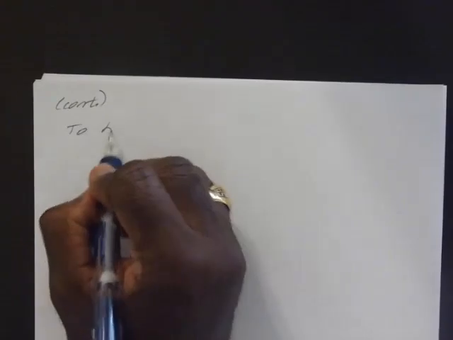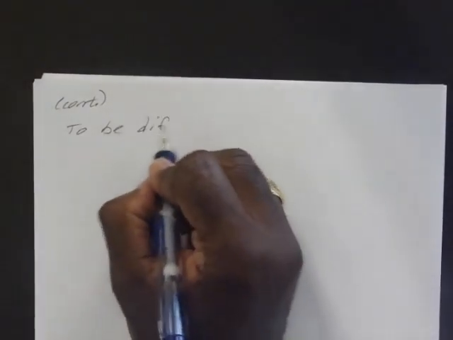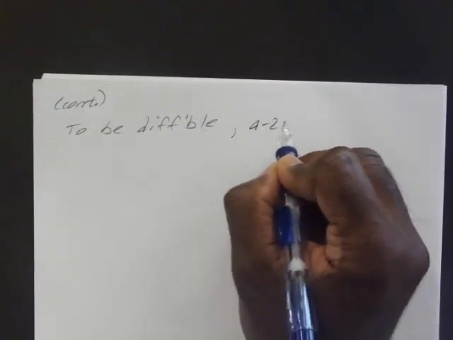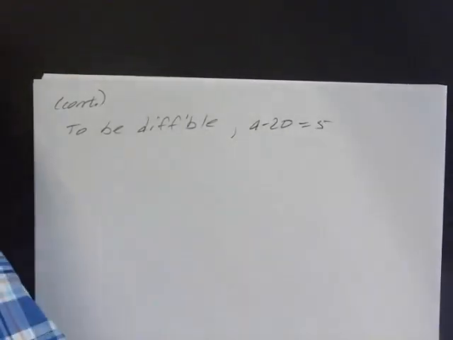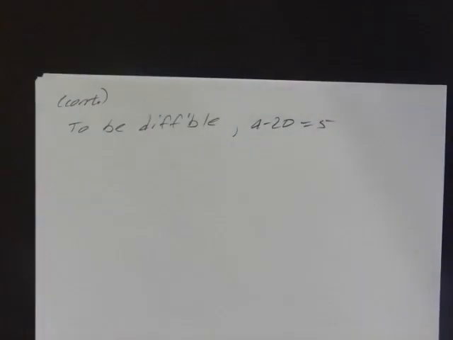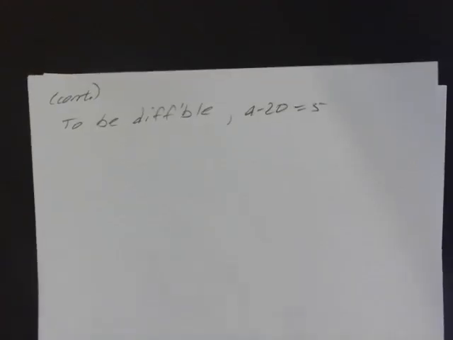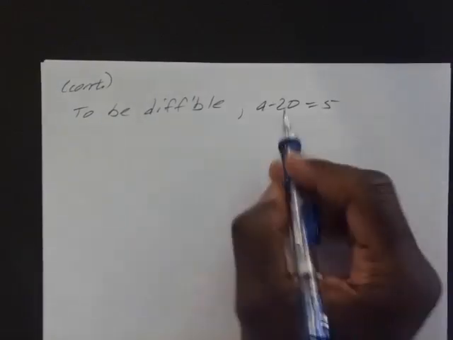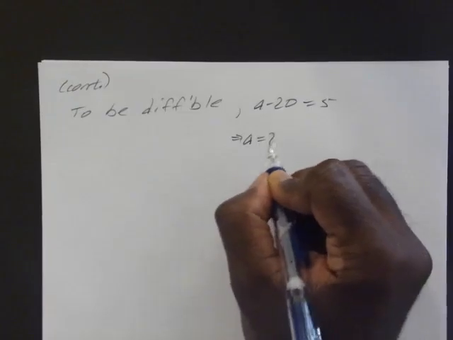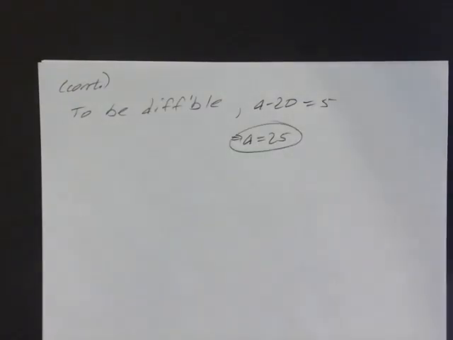Okay, so we know that to be differentiable, a minus 20 has to equal 5, which is what we have here. Those two have to be equal to each other. So we add 20 to both sides, so we know that a has to equal 25.